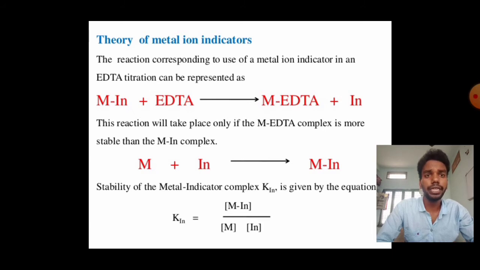After titrating with the EDTA, the indicator would be replaced by EDTA, forming the metal EDTA complex by separating out the indicator. This reaction takes place only if the metal EDTA complex is more stable than the metal indicator complex. So the first step is formation of the metal indicator complex in the conical flask. Now you are titrating with the EDTA, which is taken in the burette. While adding EDTA from the burette, the indicator is replaced by EDTA, forming the metal EDTA complex. When all the indicator is replaced by EDTA, you can observe a color change. That's your end point.